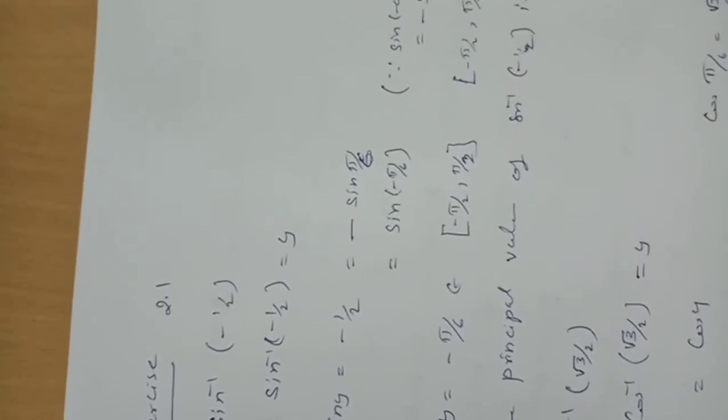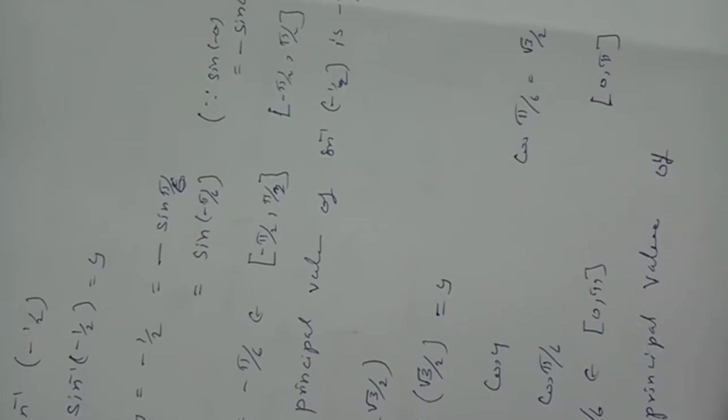Therefore the principal value of cos inverse of root 3 by 2 is equal to pi by 6.